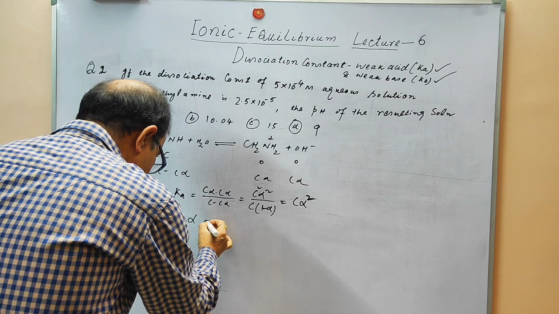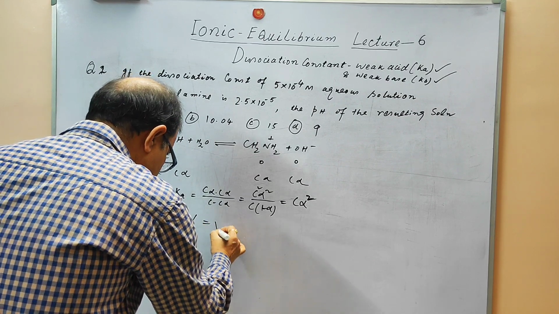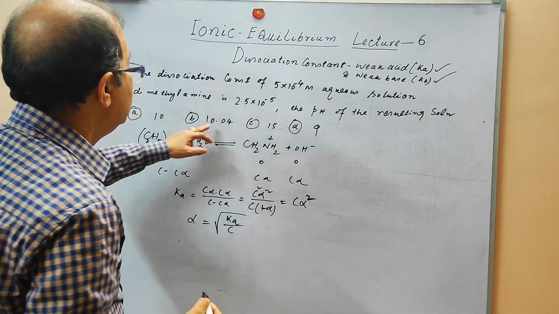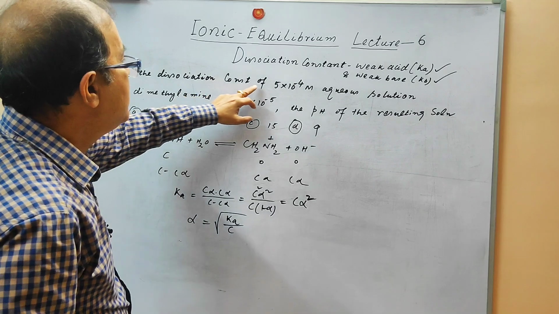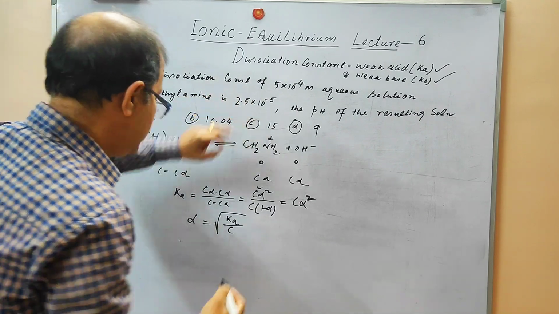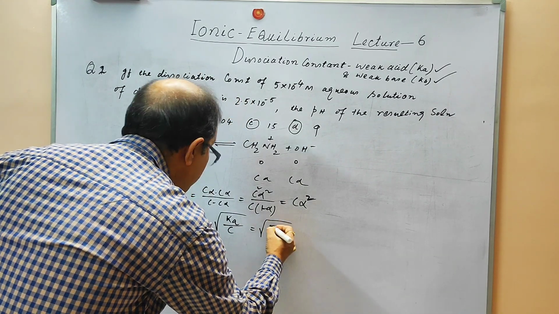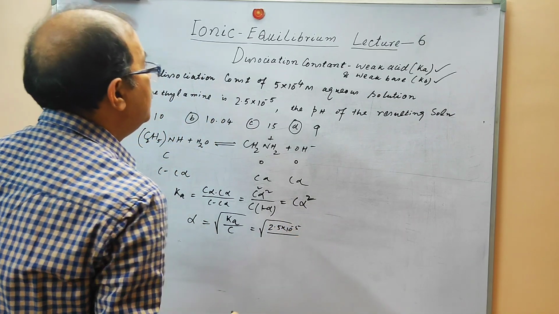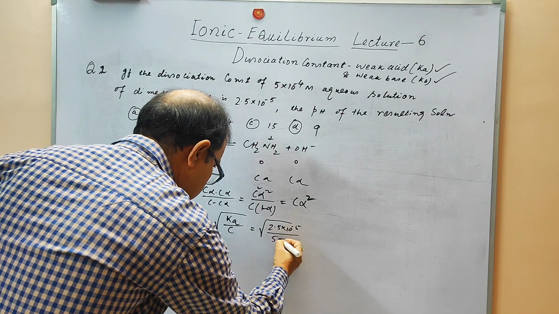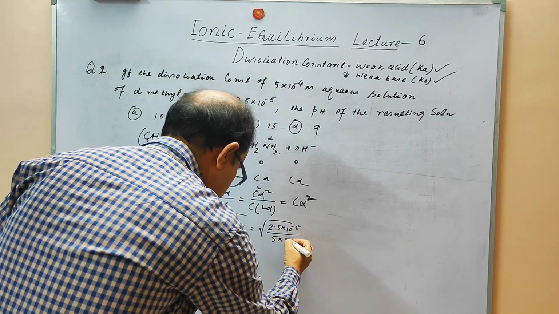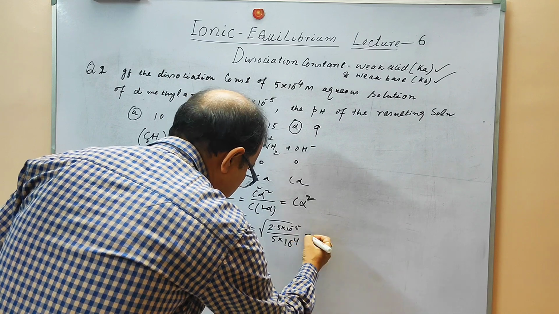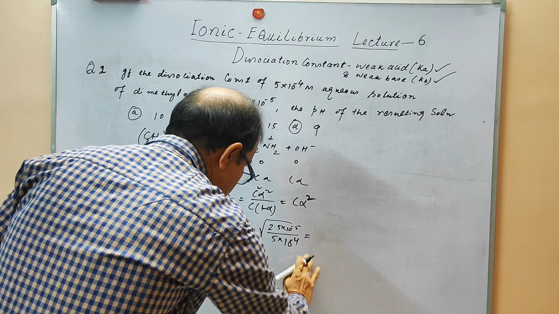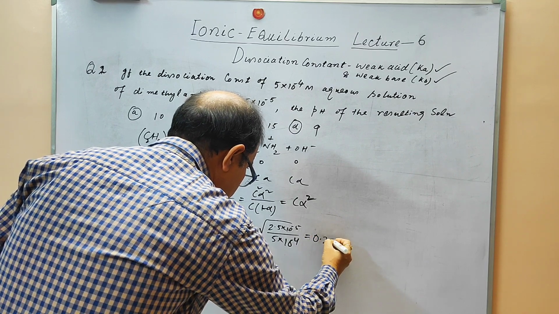first let us calculate its degree of dissociation, that is given by root of K by C, because both these values have been given here. Now the dissociation constant is this, so we will write 2.5 into 10 to the power minus 5 divided by 5 into 10 to the power minus 4, and if we calculate, we will get around 0.22.